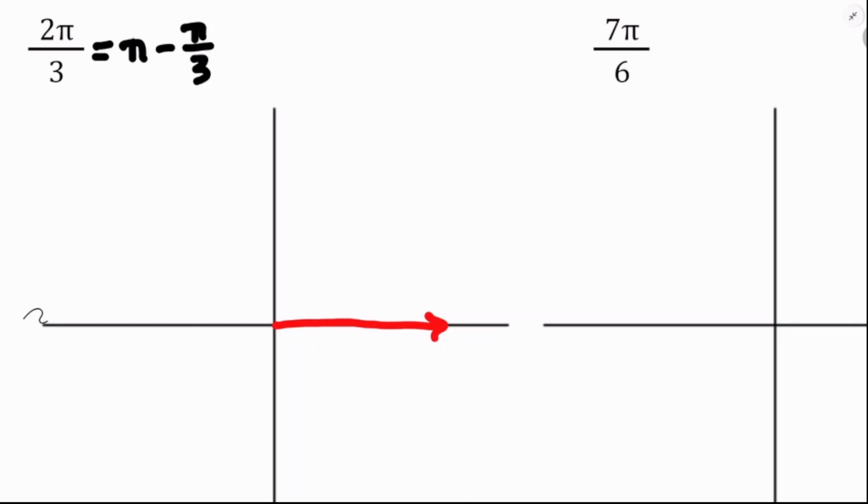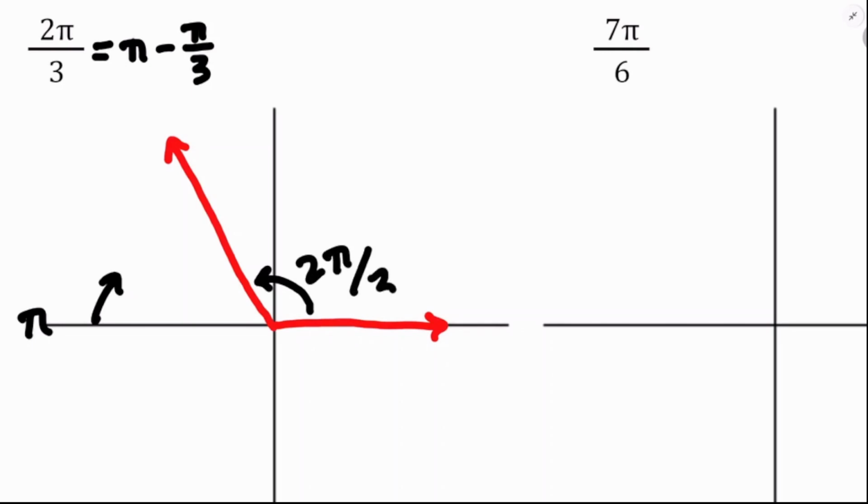And pi is over here. So I need to go back up by pi over 3, and pi over 3 is 60 degrees. About like that. So I'll say, okay, that's 2 pi over 3. And then the reference angle will be 60 degrees.